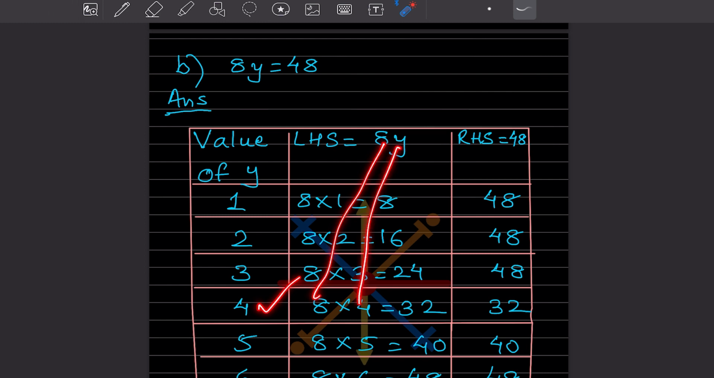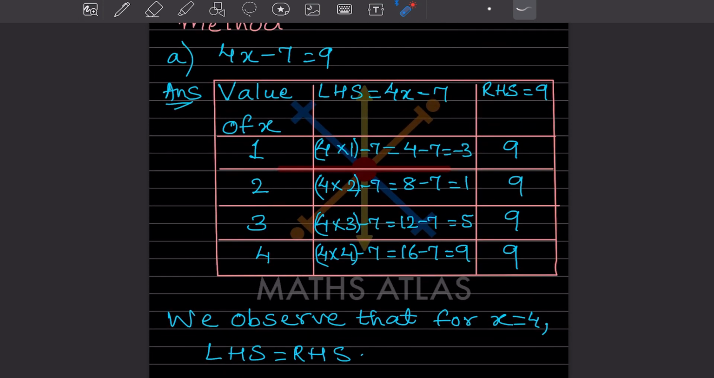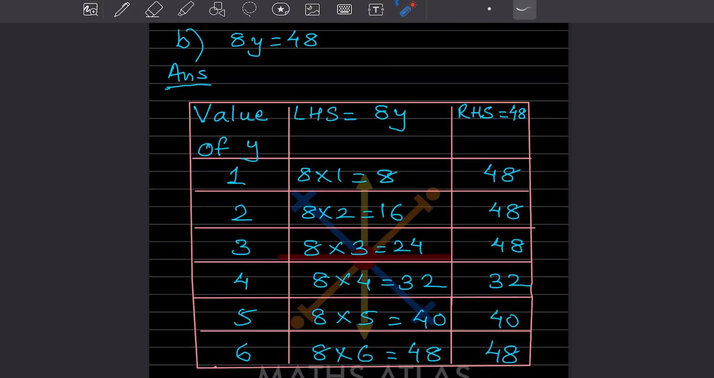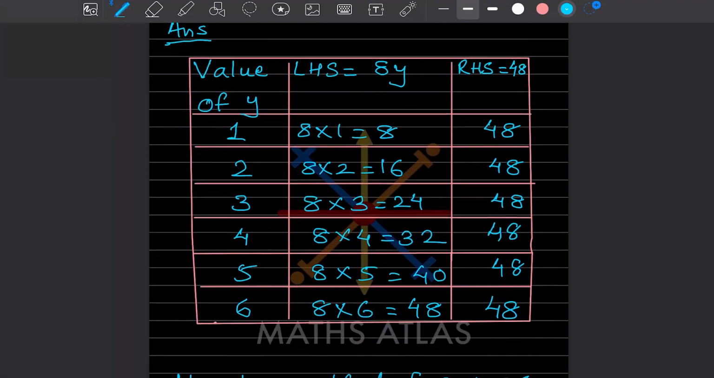So again, we'll go for 4. Here 8 fours are 32. And here the RHS is 48, not 40. Sorry for that. Everywhere the RHS is 48, because the RHS is not changing, right? So here will be 48, and here also is 48. Yes, here I have written it. Okay, so that is fine.